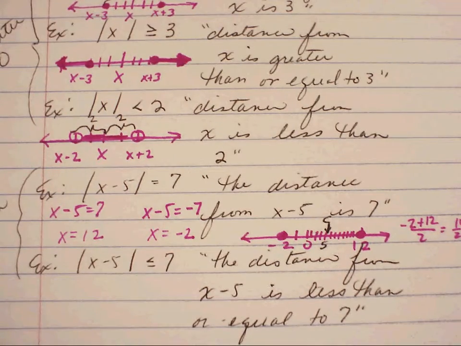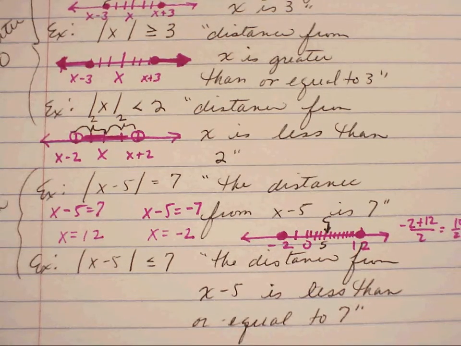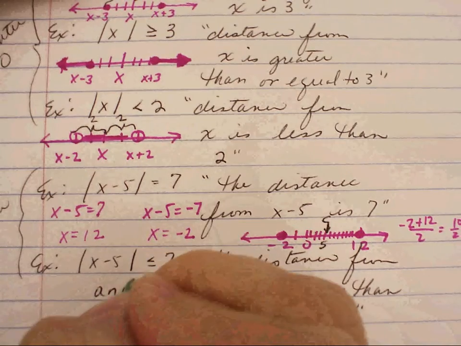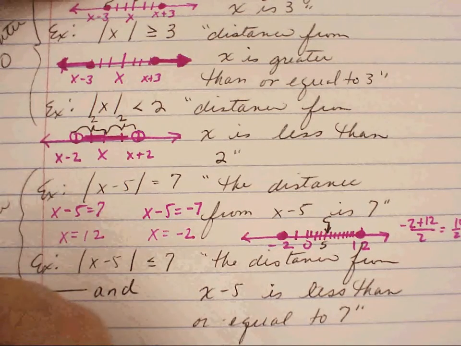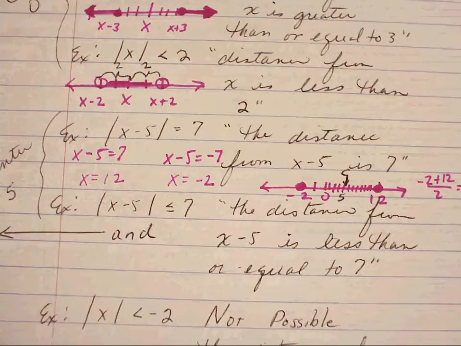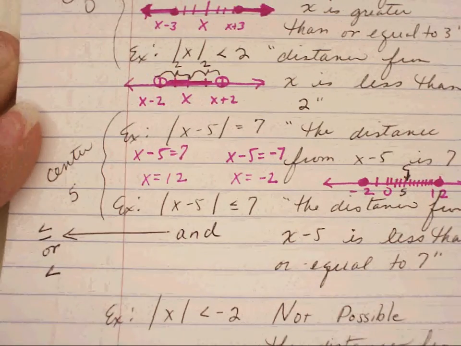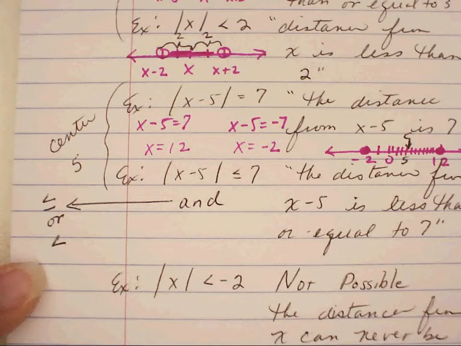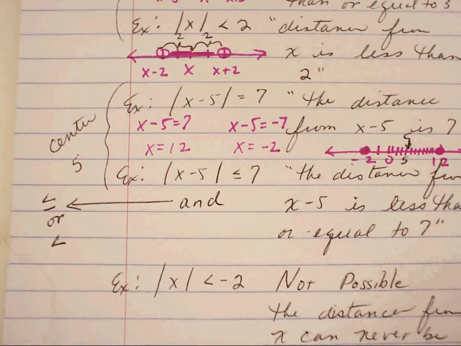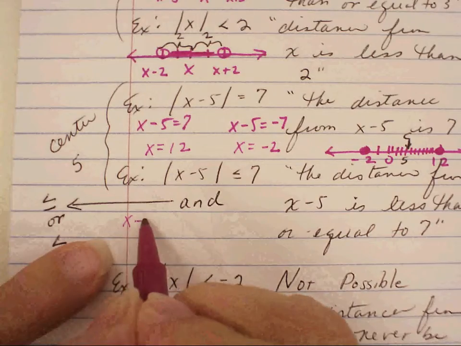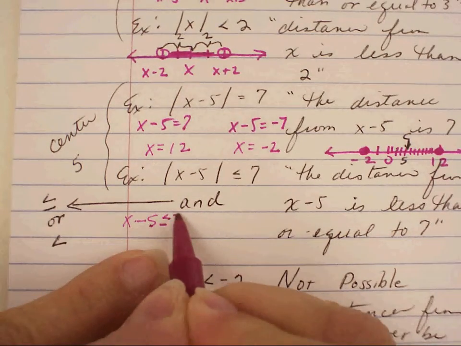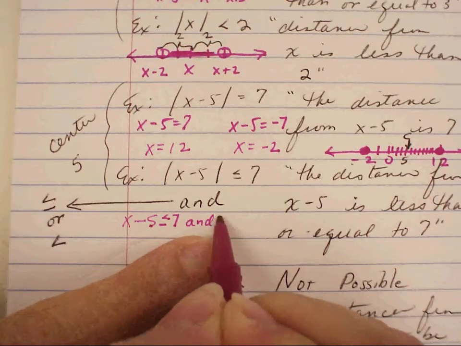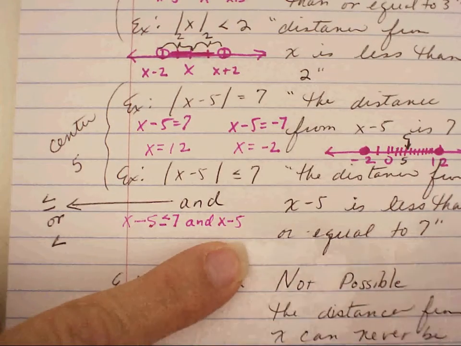If it is less than, that means x minus 5 must be less than or equal to 7 units from the center. That means it has to be an and problem. So what requires the and problem? Less than or equal to, or less than. So if you have that, you are going to see a less than or equal to or a less than. X minus 5 is less than or equal to 7. Then I use the word and.